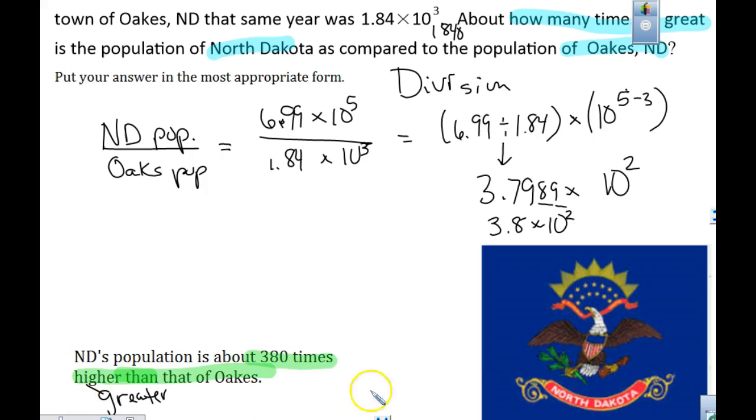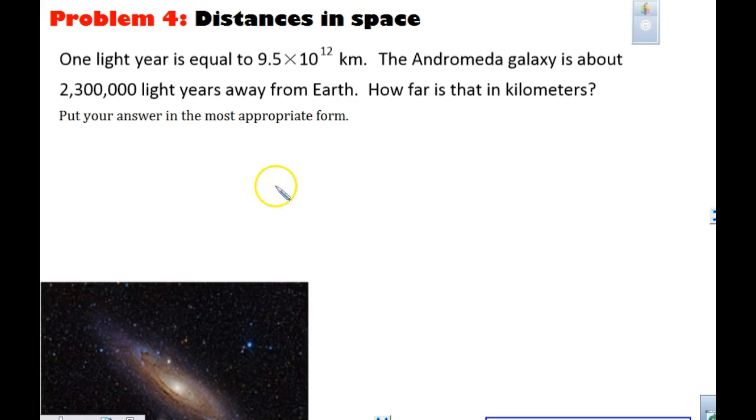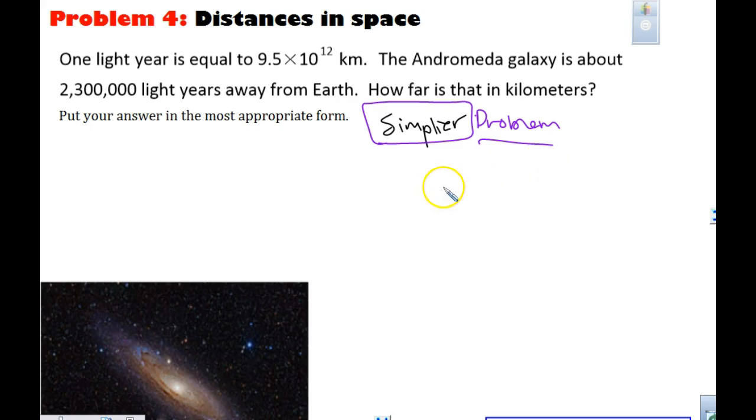All right. We've got 2 more on the next pages, and I'm going to save the other 2. Dylan, go ahead and read for me, if you would, please, on that next question. 1 light year is equal to 9.5 times 10 to the 12 kilometers. The Andromeda galaxy is about 2,003 light years away from the Earth. How far is that in kilometers? Okay, so this is kind of an ugly problem here. Again, I want you to think of this. They're telling you that 1 light year is a certain number.